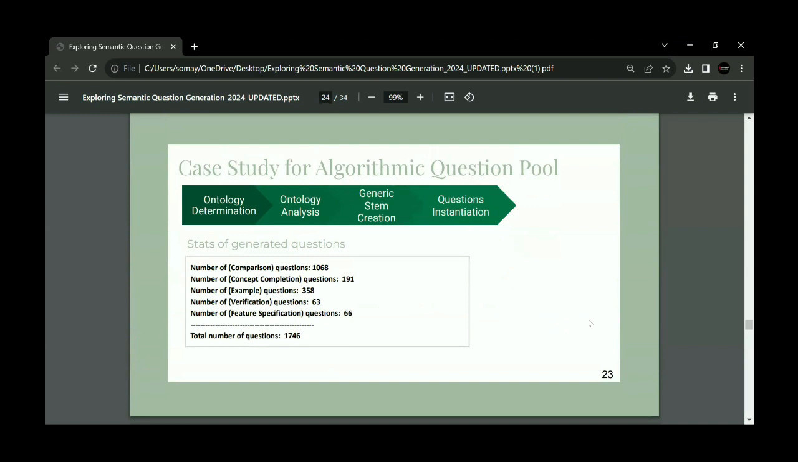Using this methodology, we generated 1,746 questions. The comparison questions were 1,068 questions. For the concept completion questions, we have 191 questions. For example questions, we have 358 questions. For the verification questions, we have 63, and for the feature specification, we got 66 questions.